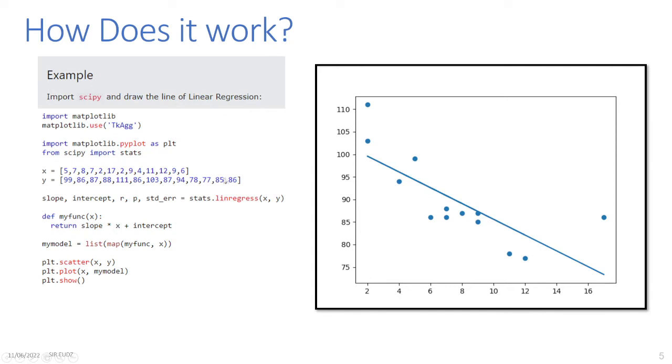Here we import matplotlib pyplot as plt, so we're going to plot the diagram. And then from scipy import stats. Then we have here x, these are the values of the age, and y are the speed. Now we use this function from this module for linear regression. By using the x and y values, this will produce the following values: slope, intercept, r, p, standard error.